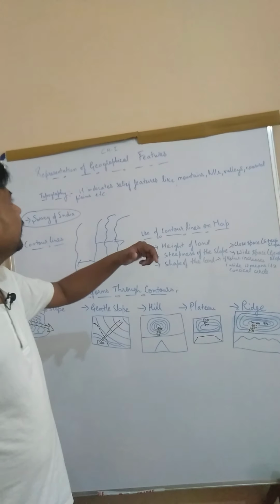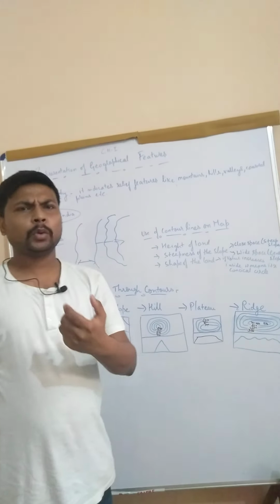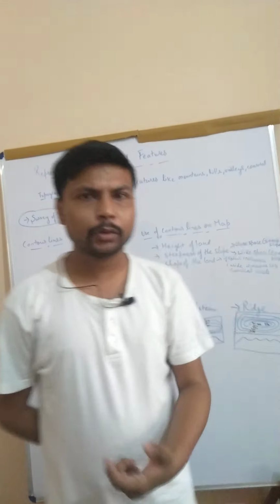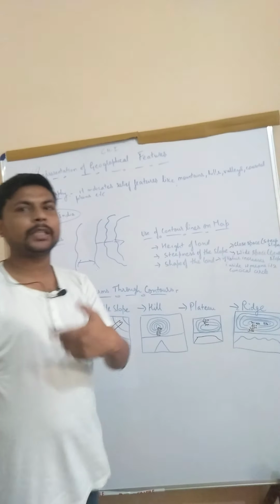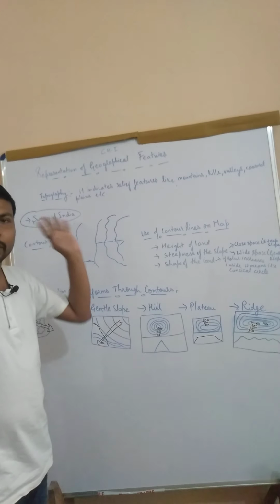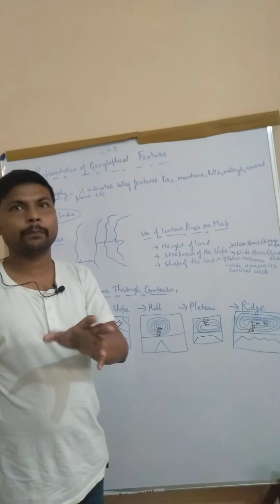So here the first chapter we are having is representation of geographical features. Topography is a term through which we represent the geographical features of a particular place. What topography indicates is in a map.